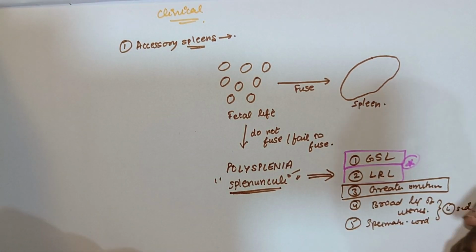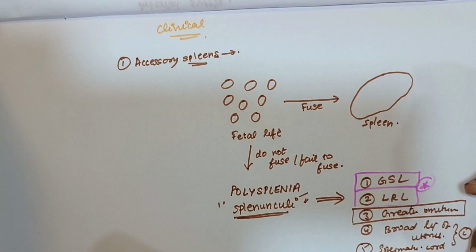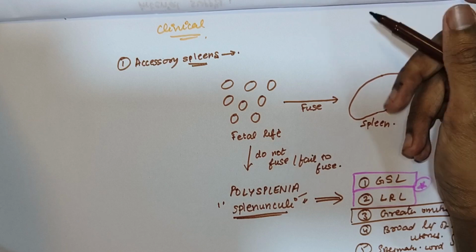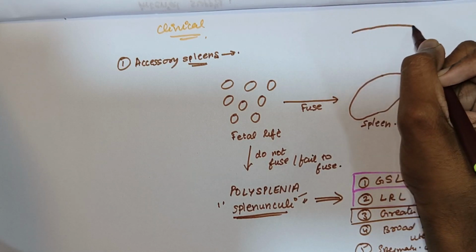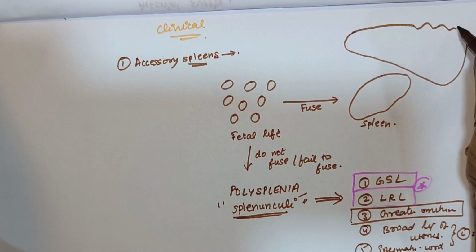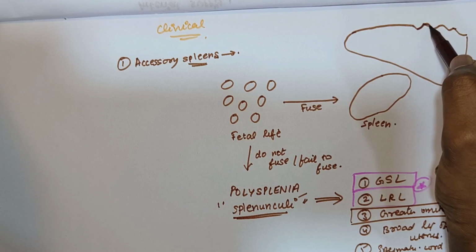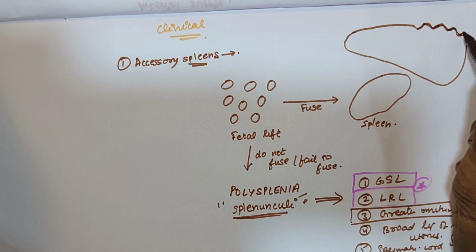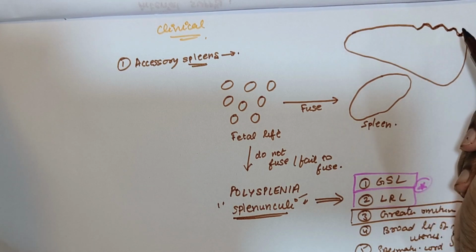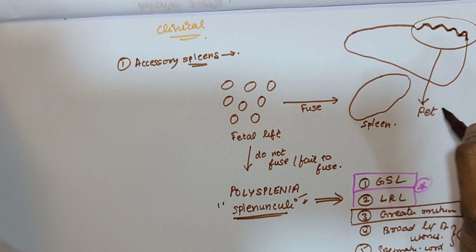Now, one more thing that I did not mention before was, while drawing the superior border of the spleen, you might have noticed, if this is the spleen, while drawing the superior border of the spleen, I made the anterior portion of the superior border a bit notched, isn't it? Now, what are these notches? These notches are known as fetal lobulations.